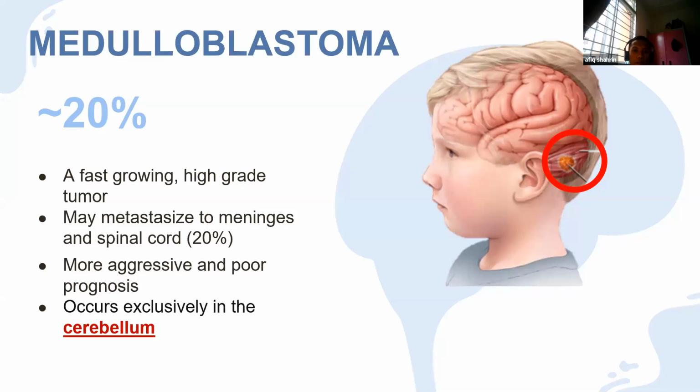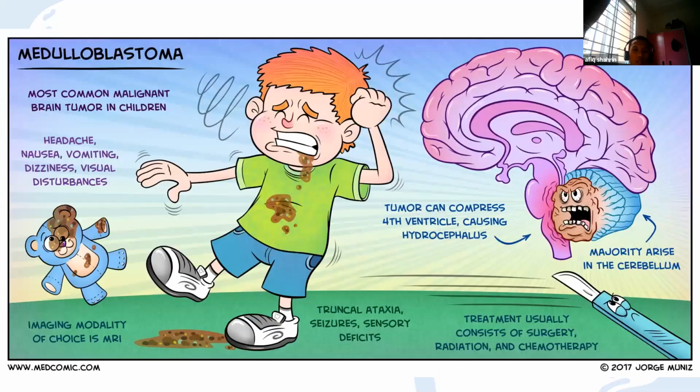Next, if the tumor is big enough, it may compress the fourth ventricle and cause hydrocephalus. So here is the simplest form of how to understand the medulloblastoma, about the presentation and also the treatment.